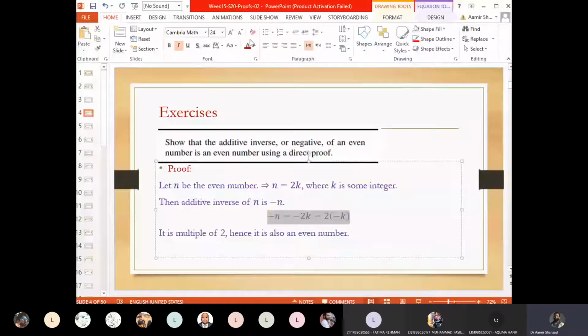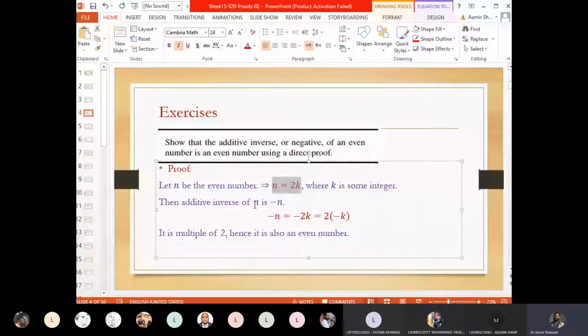So if we have a number, let n be an even number, so we can write down n is equal to 2k. So n is an even number, so we can write it down as a multiple of 2, where k is some integer. कोई भी integer है उसको जब हम 2 से multiply करेंगे, so the new number will become an even number. So n is equal to 2k is an even number.